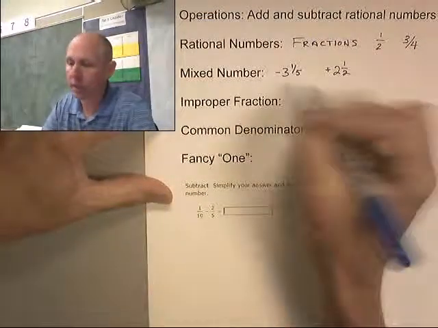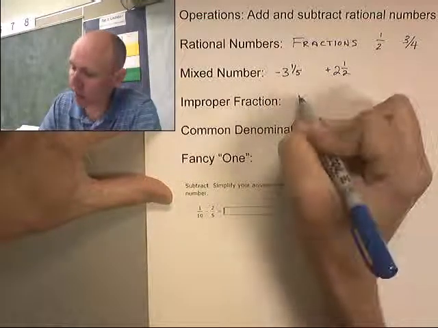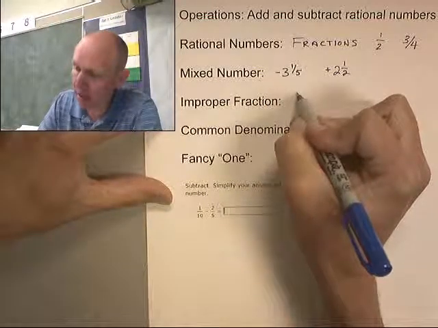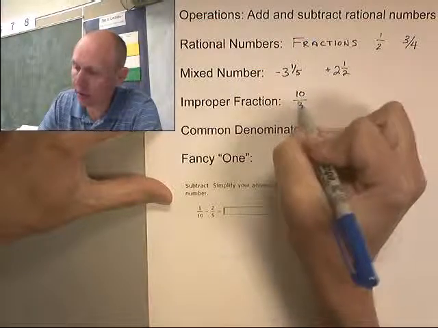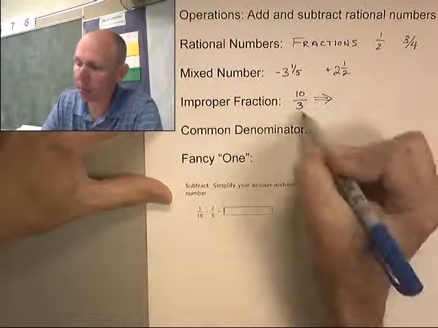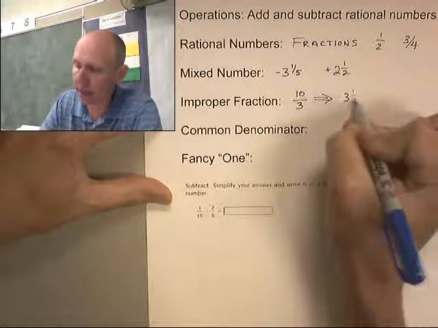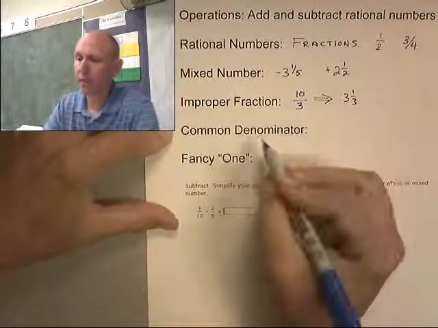Improper fractions are fractions that are top heavy. They're bigger on top than the bottom. So we've got something like, I don't know, 10/3. This guy could be turned into a mixed number. I would divide it in. 3 goes into 10 3 times with a remainder of 1.